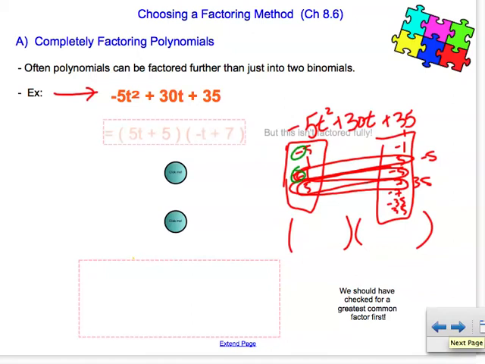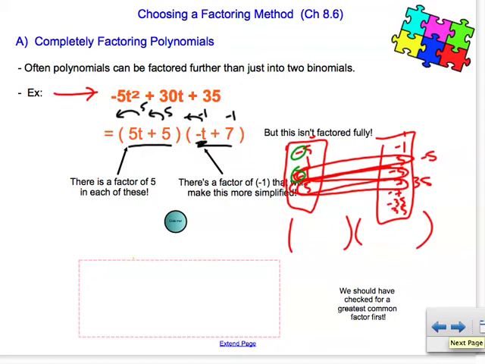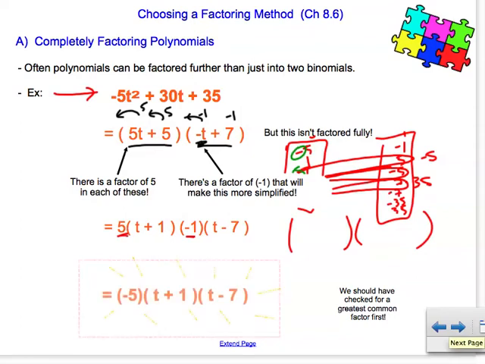So if I were to factor it right away into my binomials, I would get 5t plus 5 and negative t plus 7. But I'm really showing you in this example not what to do. This isn't factored fully, even if we do get to this step. We can take out a 5 from both sides, and a negative 1. I don't really like to have negative variables here. There's a factor of 5 in each of these, and a factor of negative 1. That would make it more simple. So we can take out a negative 1 and a 5, and we would eventually get negative 5 times t plus 1 and t minus 7.